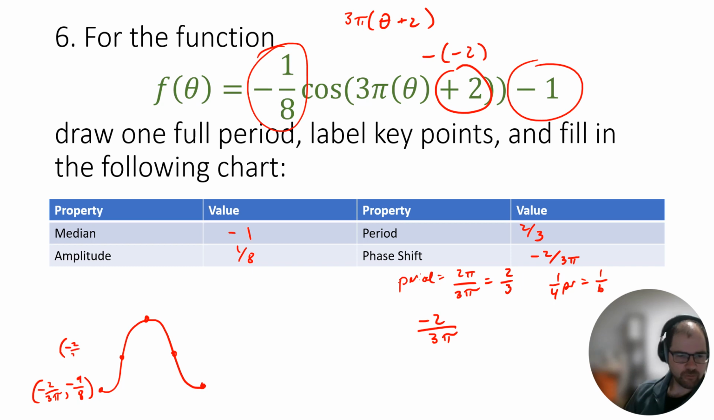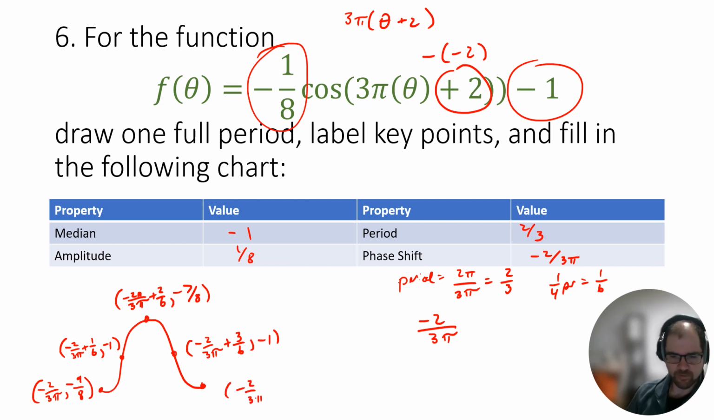So from minus 2 over 3 pi, I simply go forward 1/6, and now I'm at the median height of minus 1. Then from minus 2 over 3 pi, I go forward 2 quarter periods, and now I'm at the maximum, which is a median of negative 1 plus an amplitude, or minus 7 over 8. Now from minus 2 over 3 pi, I move forward 3 quarter periods, or 3/6. I'm back at the median of minus 1. Then from minus 2 over 3 pi, I go ahead and move forward by a complete period, which was 2/3, and I'm back at the minimum value we've already computed to be negative 9 over 8.